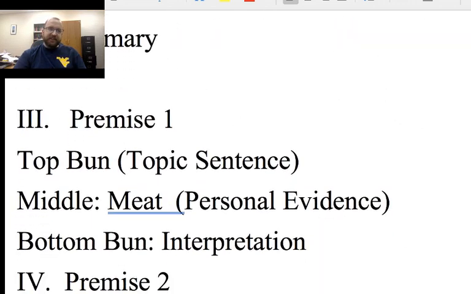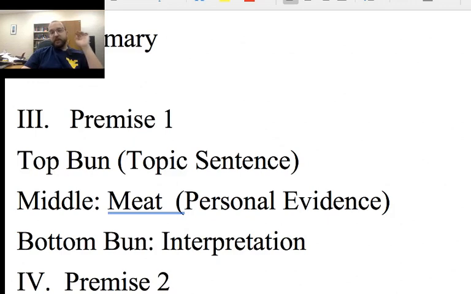Then after this is your premises. So something that I'm going to discuss here is paragraphing. Okay? Paragraphing, organizing at the paragraph level is essential. This is kind of a corny metaphor, but I used a textbook once that called this the Hamburger Paragraph.